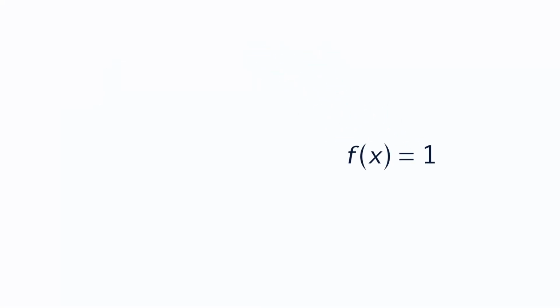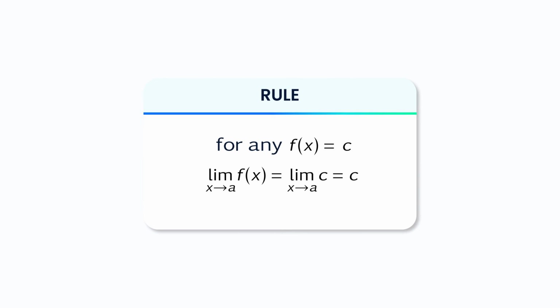So, we have a new rule. The limit of f of x is 1 at any point. Notice this is the same as the output of the function at any point. In fact, the general rule is, for any constant function f of x equals c, the limit at any point is c.